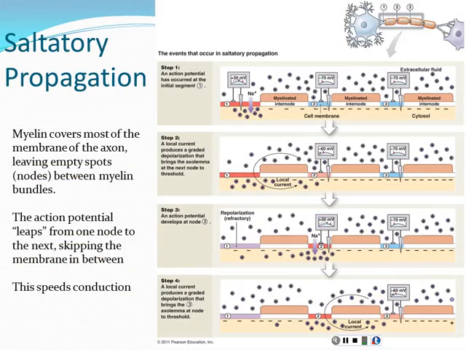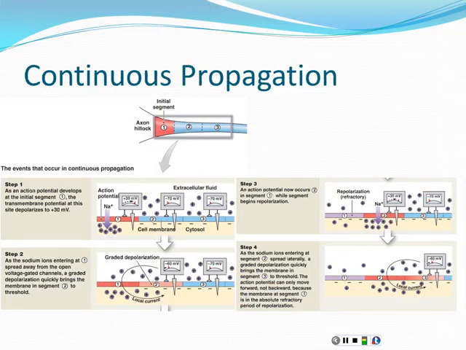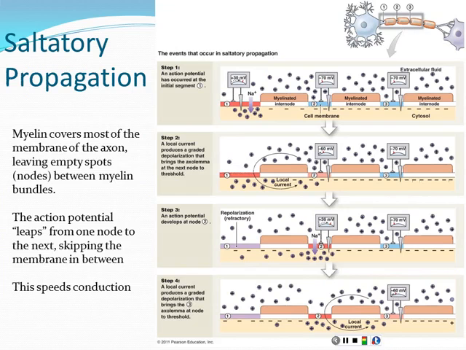axon. Now that's slow. The problem with continuous propagation, it works just fine, but to depolarize all that membrane takes a lot of time. So the body has evolved a different mechanism for speeding this process up, and that's called saltatory propagation. And this is the reason why we have myelin. Remember, myelin insulates the axons of some neurons. The reason that myelin is there is because it speeds up this action potential propagation.